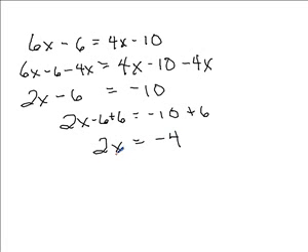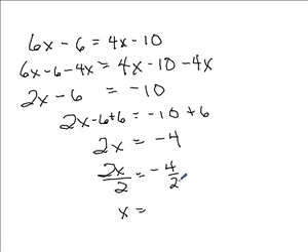Now I have to deal with this multiplication. 2x equals negative 4, so I'm going to divide by 2 over here to get rid of that 2, divide by 2 on the other side, and I'm left with x equals negative 4 divided by 2, which is negative 2. I'm going to go back and substitute.